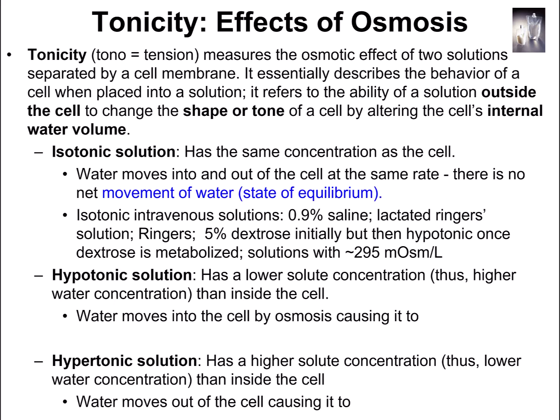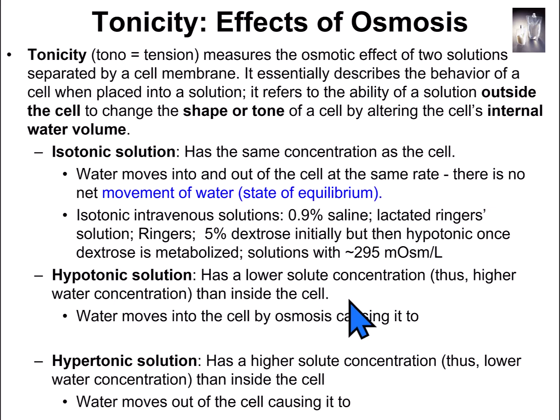You want to mark these. Make sure you know that these are examples of isotonic intravenous solutions. Intravenous means within the vein. A 0.9% saline solution is isotonic to the cells. Lactated Ringer's solution is also isotonic. A 5% dextrose is initially isotonic, but then once the body metabolizes the dextrose, it can become hypotonic. And solutions with about 295 milliosmoles per liter of solutes. Well, the range is actually 275 to 295 milliosmoles per liter. And I'm going to go over this when we get to the concentration of body fluids. But for right now, just know it's about 295 milliosmoles per liter.